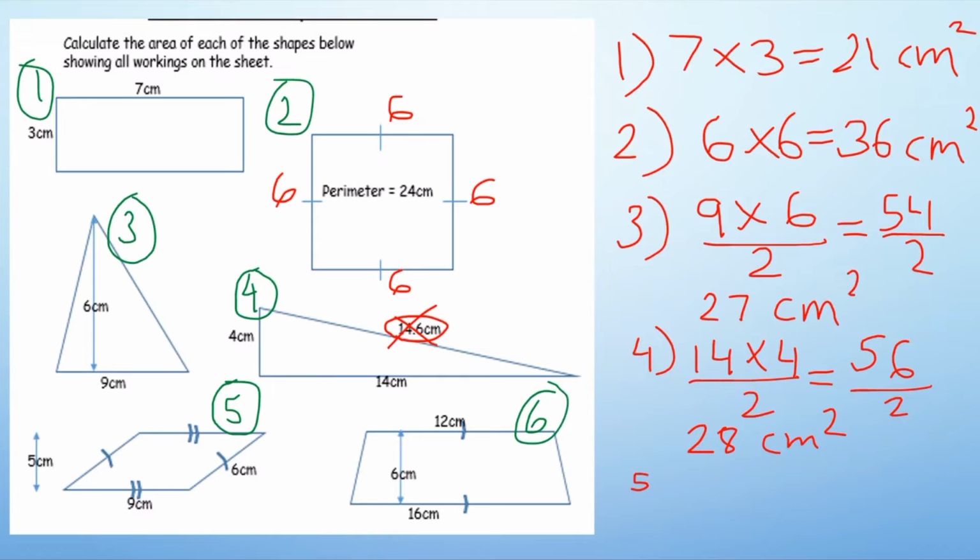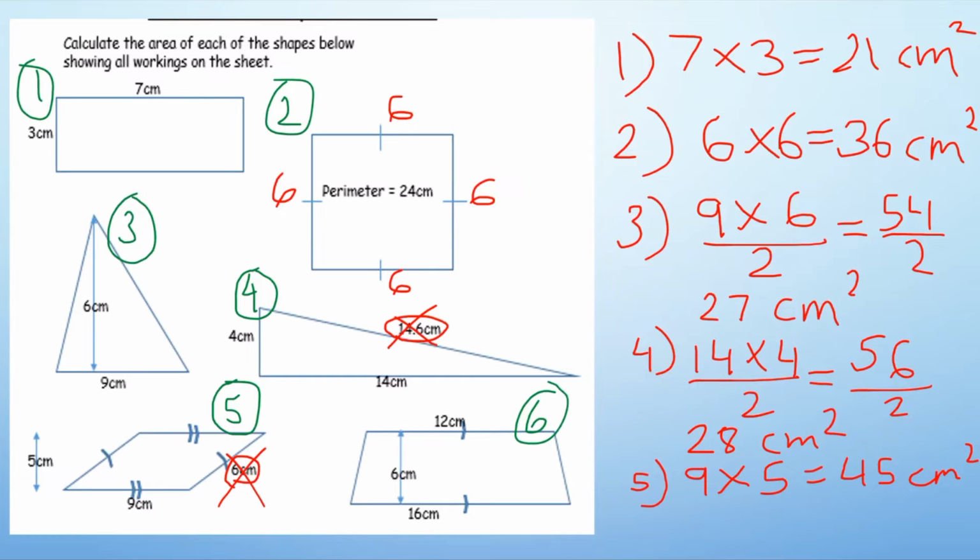For the fifth one, it's pretty simple. It's a parallelogram. It's just like finding the area of a rectangle. We just have to multiply the base into height. Base into height, base is 9 and height is 5, which is equal to 45 centimeters squared. Now again, you can see there is an extra measurement given over here, 6 centimeters, but again, you don't have to care about that.